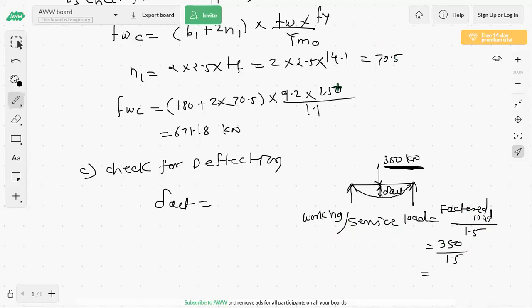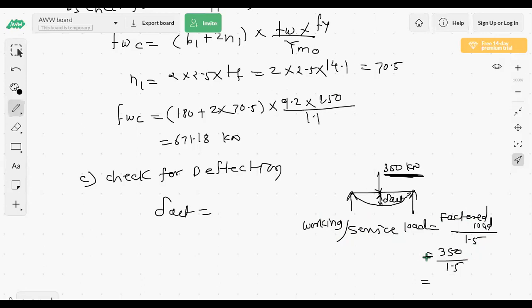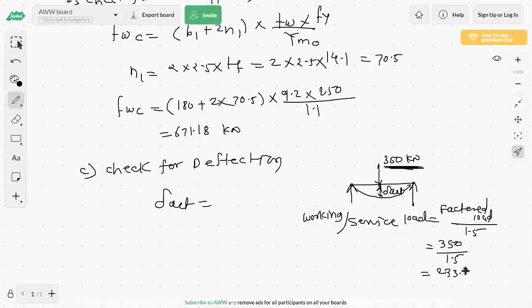So 233.33, correct. So here 233.33 kilonewton is the working load. So now delta actual for the central point load. Please tell me the formula. We have given this formula in the procedure.